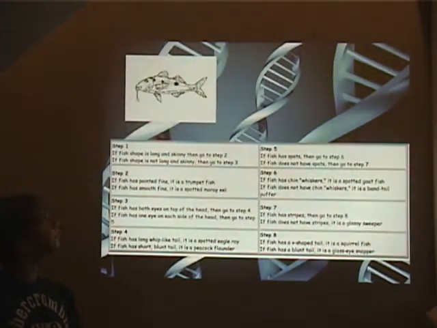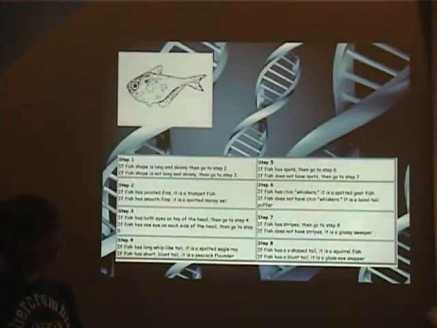Off to example 2. Here is another fish. If the fish shape is long and skinny, go to step 2. If not, go to step 3. It is long and skinny, so we'll go to step 2. If it has pointed fins, that is a trumpet fish, and if it has smooth fins, it is a spotted moray eel. It has pointed fins, so it is a trumpet fish. That concludes example 2 of our activity.